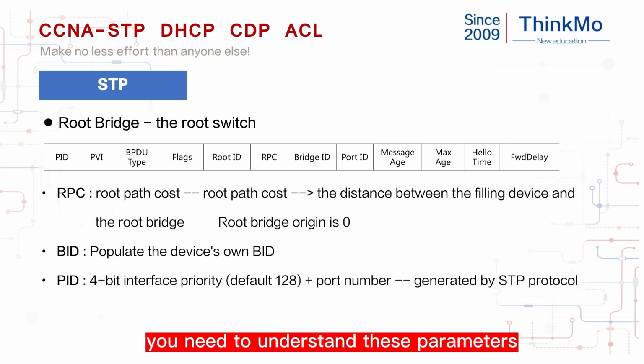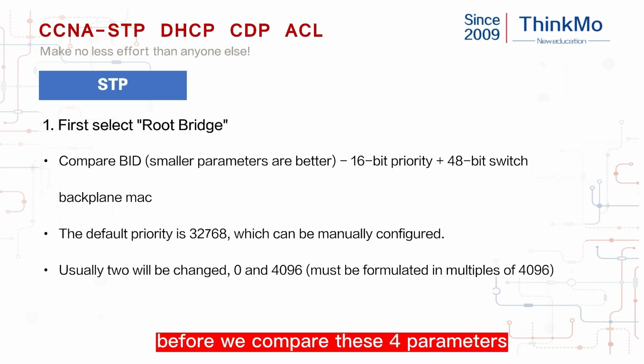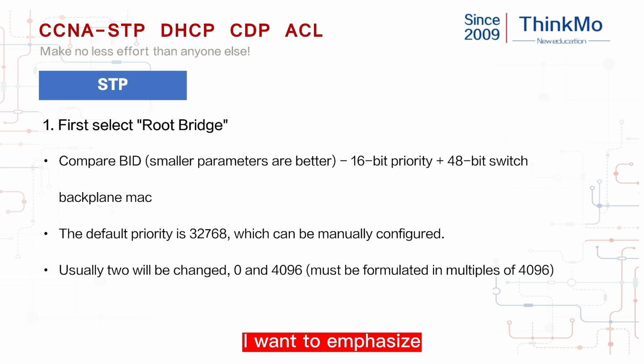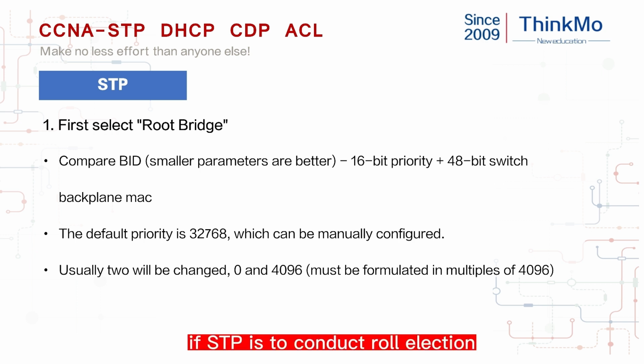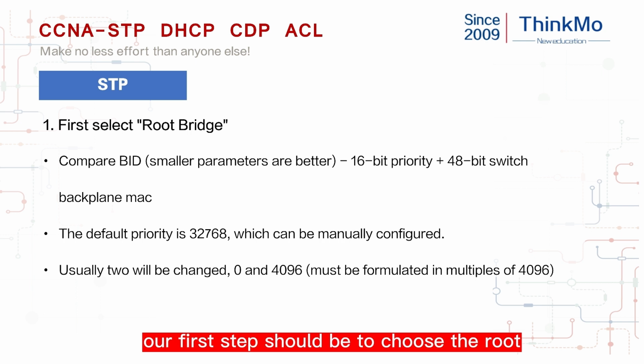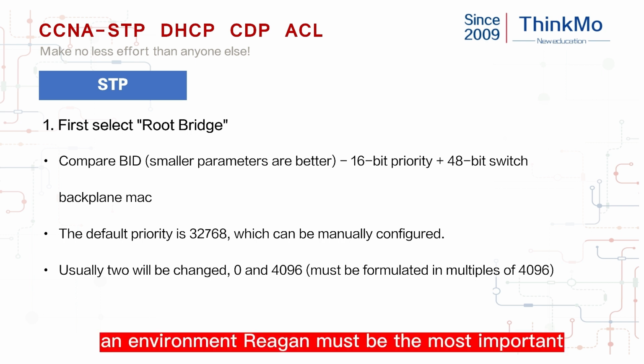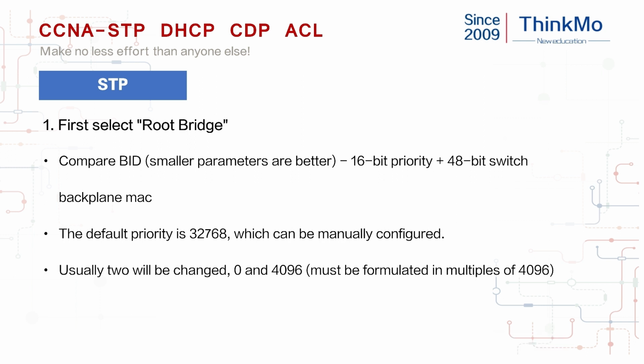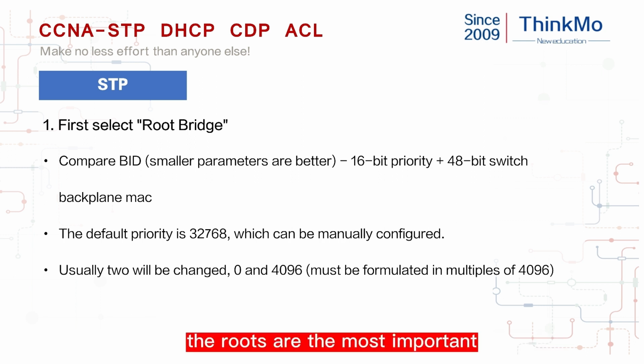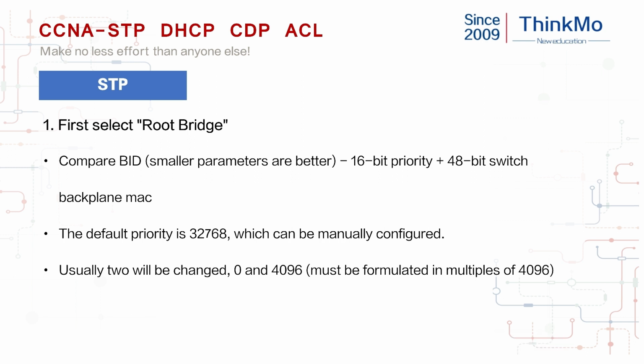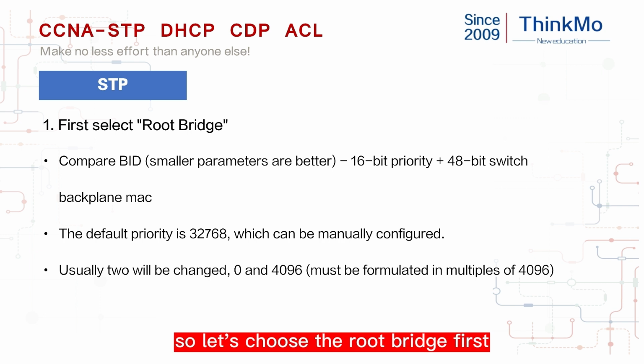Okay. You need to understand these parameters, because we're going to compare them. Then we officially start talking about the election content. Before we compare these 4 parameters, I want to emphasize: if STP is to conduct role election, our first step should be to choose the root. The root must be the most important, like a tree. The roots are the most important. So let's choose the root bridge first.